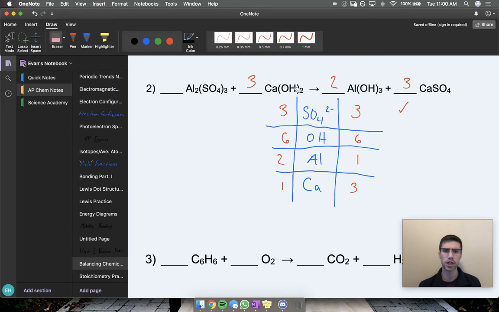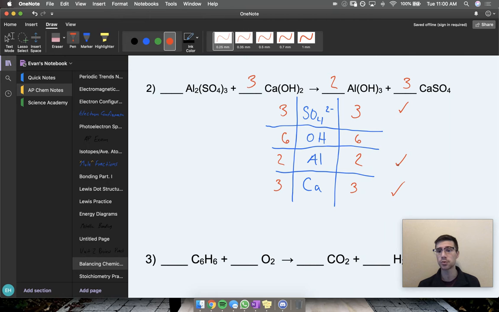So let's go back and check. We change the calciums on the left, and we change the aluminums on the right. So here we have 3. Our subscript for calcium is 1, so we have a total of 3, which is good because this looks balanced now. And aluminums, we have 2 times our subscript 1, which is still 2. So our aluminum looks good.